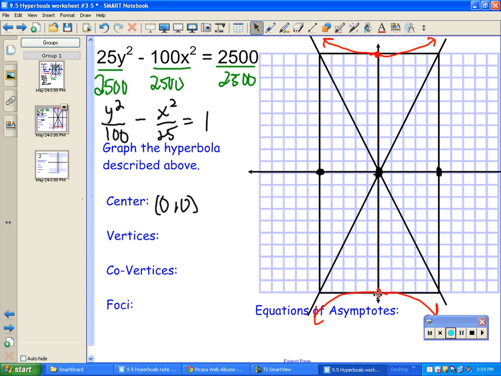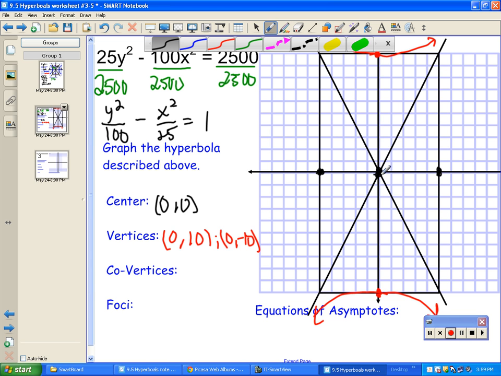And so this is going to be our vertex at the bottom and our other vertex at the top. So our vertices we'll do in red. That's going to be 0, 10, and 0, negative 10. The covertices are the black dots. And so that's going to be 5, 0, and negative 5, 0.